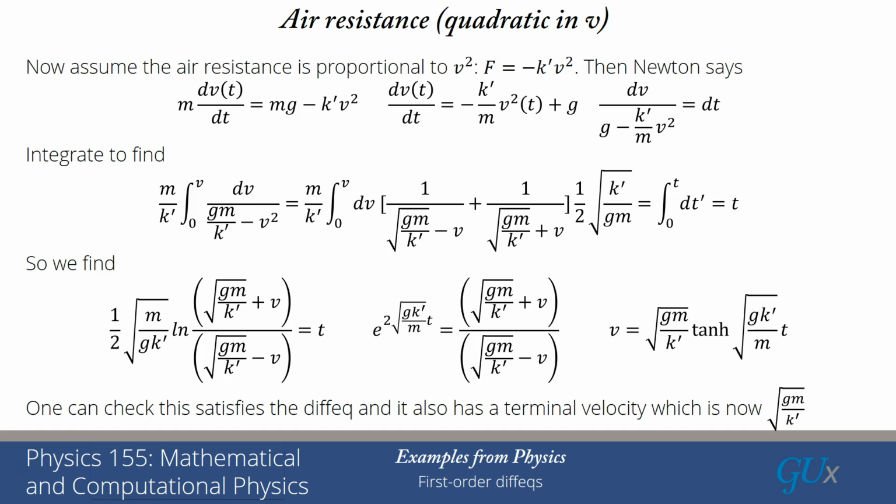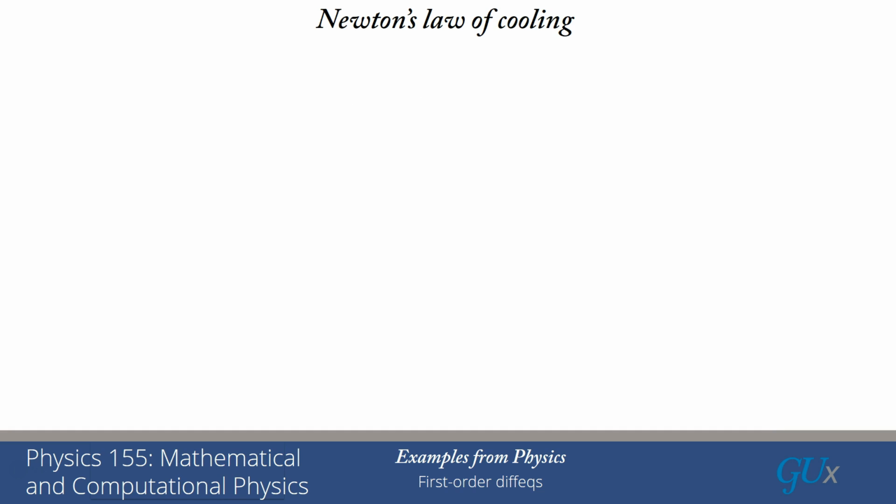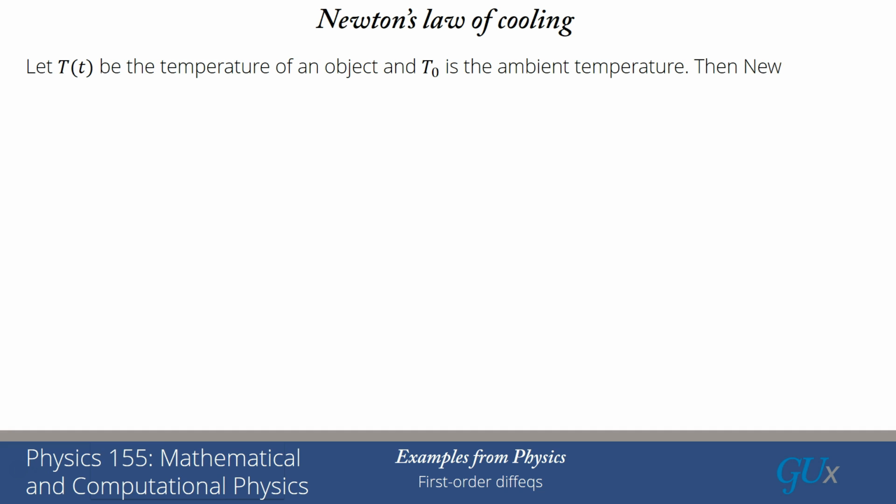We have 2 more applications we're going to look at. The first one is Newton's law of cooling. This is something that is not often taught in physics courses, but it's really a pretty easy concept. What Newton said, let's start off with some definitions. T of t is the temperature of the object, and T0 is the ambient temperature around us. Then Newton's law of cooling says that the derivative of the temperature of the object with respect to time is equal to minus k times the difference in temperature of the object versus the ambient room. That's a pretty easy to understand equation.